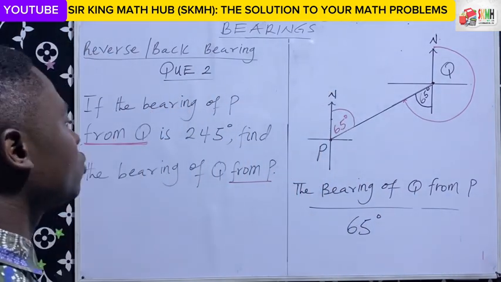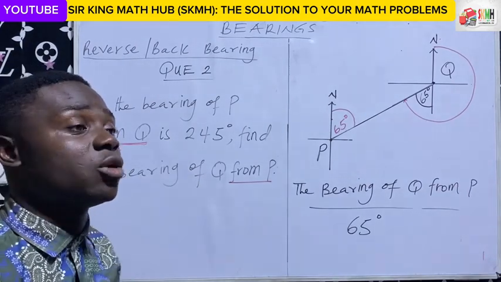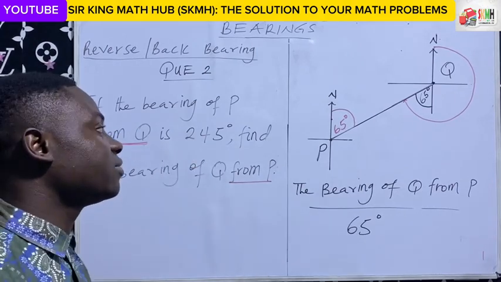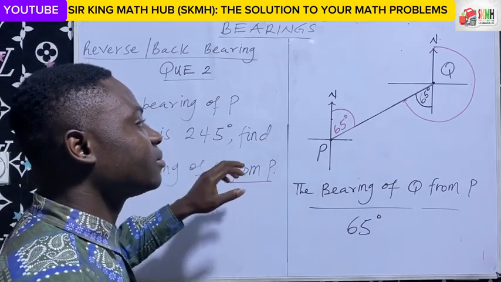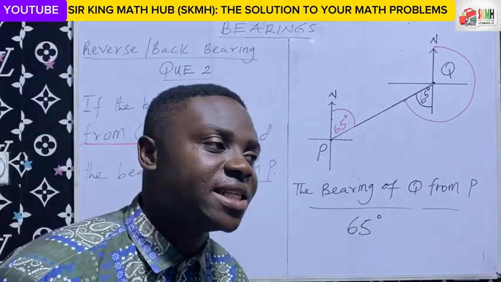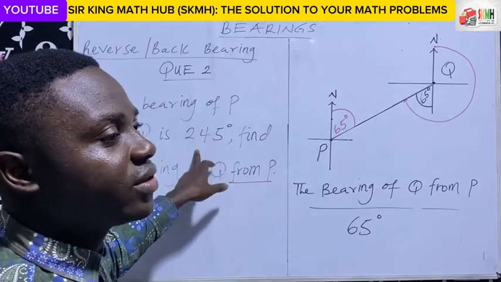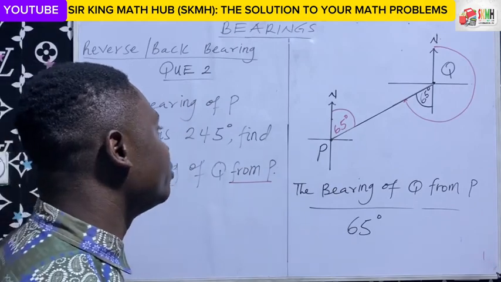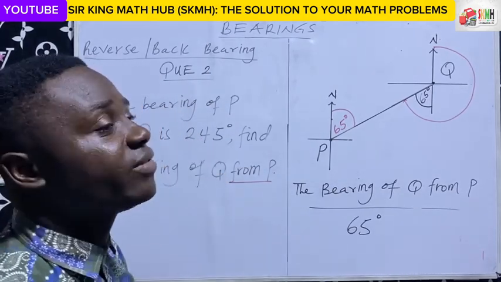So that is it. What if this question happens to appear in an objective question? How do we quickly solve the back bearing? As I said, always check the given angle. Is it less than 180 degrees or more than 180 degrees? Clearly you can see that 245 degrees is more than 180 degrees. So the back bearing will be calculated by subtracting 180 degrees from the 245 degrees.